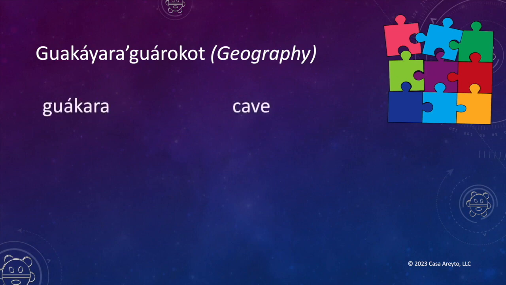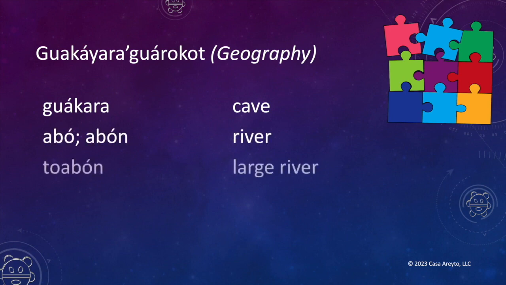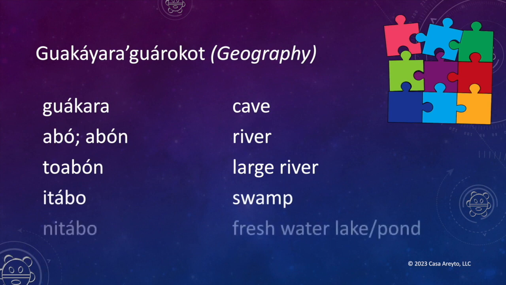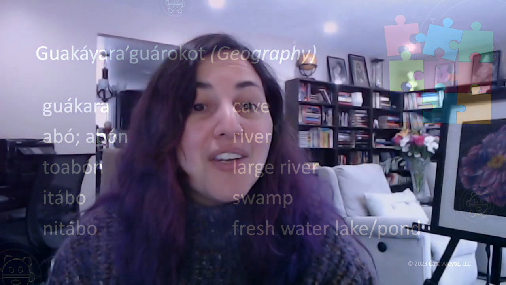Now let's learn the landmarks. Guacara, cave. Abo or Abon, river. Toabon, large river. Itabo, swamp. Nitabo, freshwater lake or pond. Notice that there is a difference between Itabo, swamp, and Nitabo, freshwater lake or pond. That ni at the beginning means water, and we have seen that before.